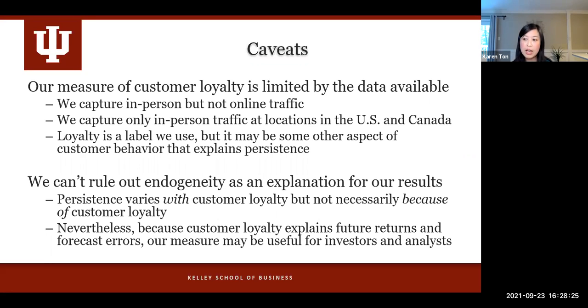In addition, we're capturing only in-person traffic in the United States and Canada. So again, if a firm's revenue is mainly driven by traffic in foreign locations, or locations outside of the US and Canada, then we wouldn't be able to observe that. And finally, we are using loyalty as a label. It's a label we use because we felt that it represents the consumer behavior that we've captured, but it's possible that we are capturing some other aspect of customer behavior that also explains persistence.